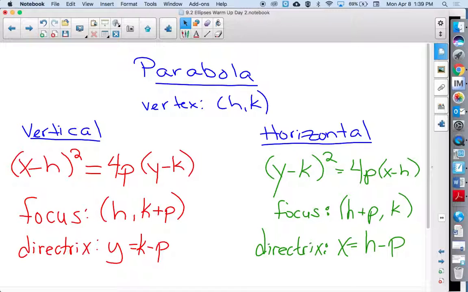So when you look at the hyperbola, the difference between the horizontal versus the vertical hyperbola is the location of the larger value, and that's a. So a squared is with x, it's horizontal. A squared is with y, it's vertical, because that's the larger value pulling it more up and down.